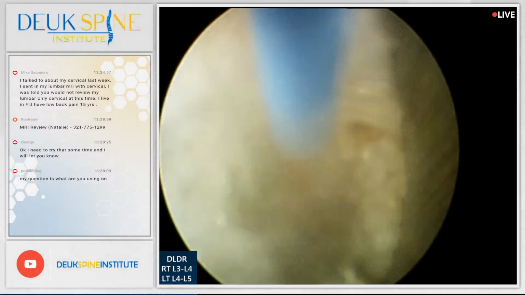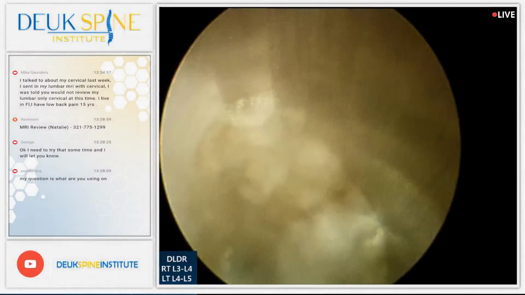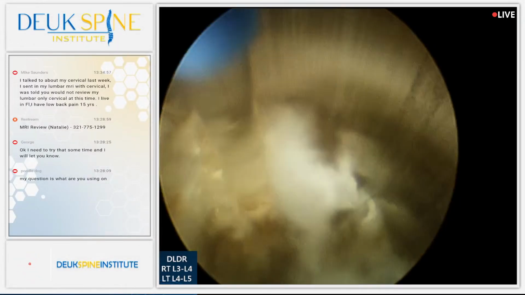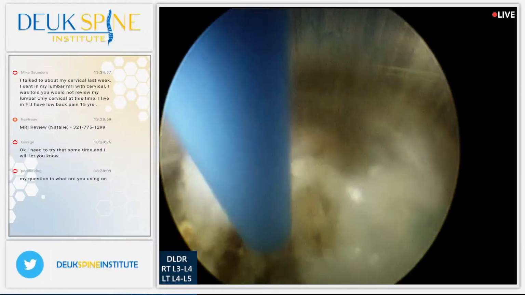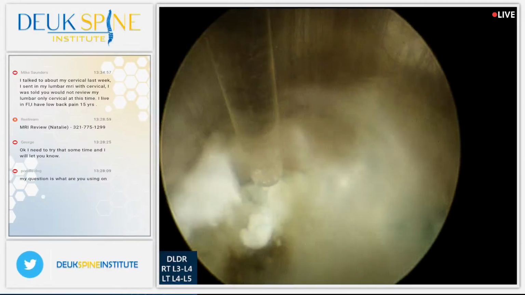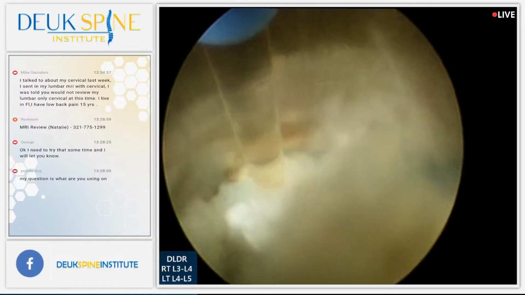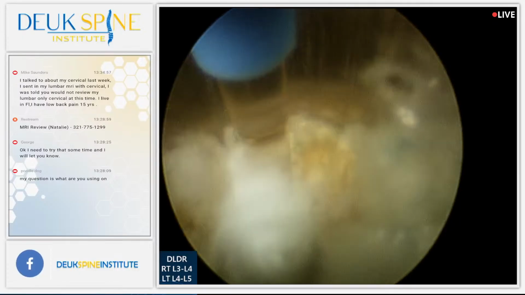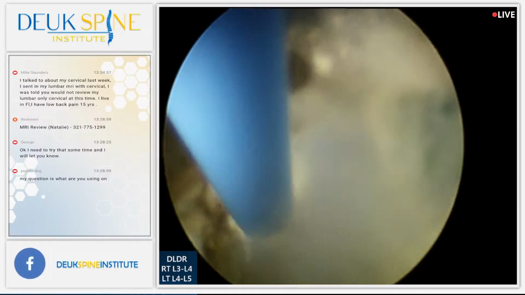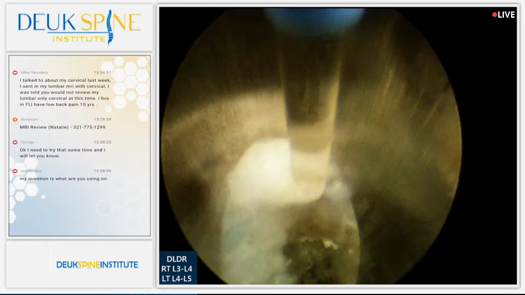So we don't do unlimited free MRIs. If I did that, I would probably never do anything but MRI reviews all day long, and we'd go out of business overnight. So we can't just do free services all the time. We actually have to charge a little bit, but everybody gets one free MRI.